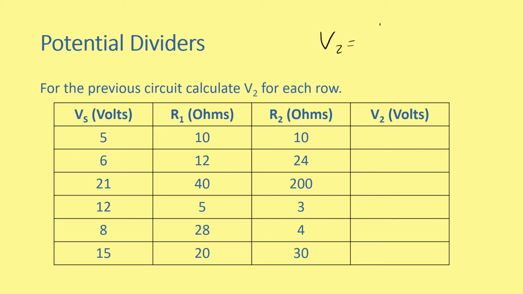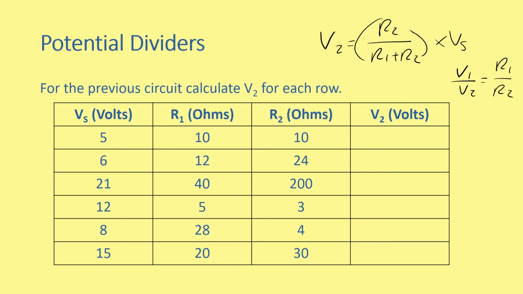V2 is equal to R2 over R1 plus R2, brackets, multiplied by Vs. So when calculating V2, it's useful to find whatever's in the brackets first in order for us then to use that with the supply voltage. Remember, if you don't have a value for the voltage supply, you're probably going to be using the ratios equation instead. That is V1 over V2 is equal to R1 over R2.